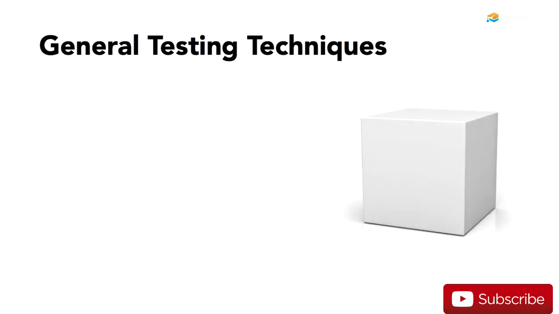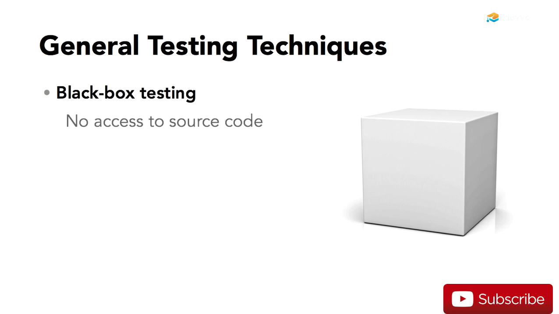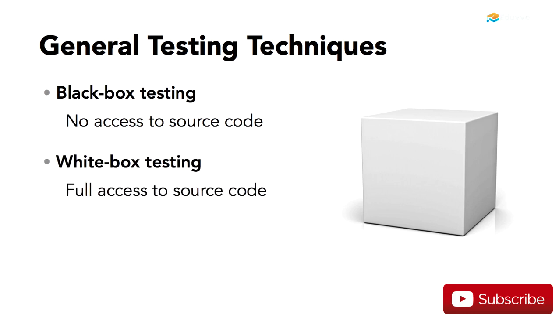There are essentially three different types of general testing techniques which can still be used for testing software security. Black box testing is one of them, and its name implies that the testers don't have access to the source code. White box testing is the opposite of black box testing. It does have full access to the source code and designs its tests based on the knowledge of the source code. Gray box testing is the hybrid of the black box and white box testing.